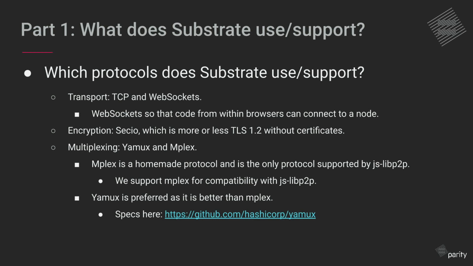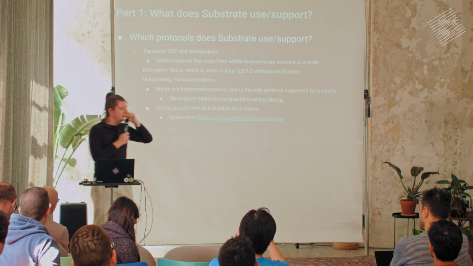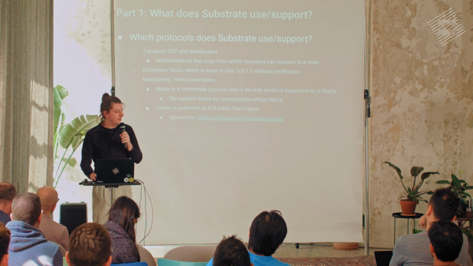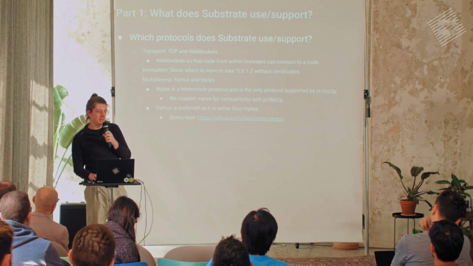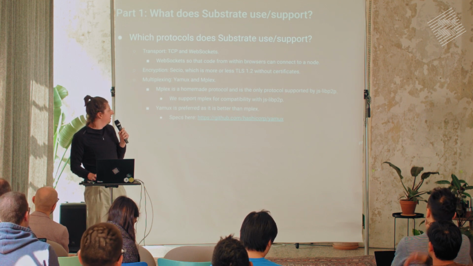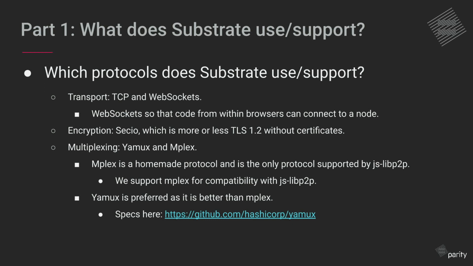For multiplexing, we use Yamux and Mplex. Yamux is done by HashiCorp, and Mplex is done by Protocol Labs. And Mplex was designed to be very simple to implement, that's why it exists. And it's the only protocol supported by JS-libp2p. That's why we need support for it in Substrate.